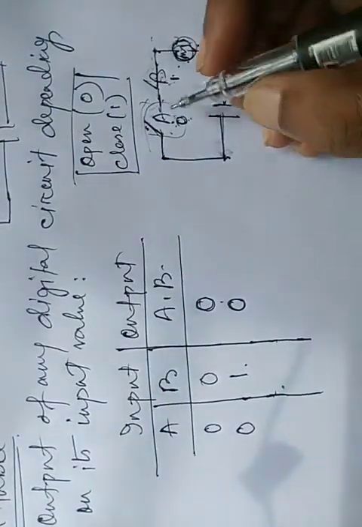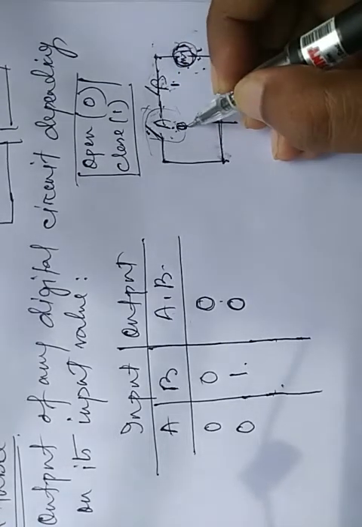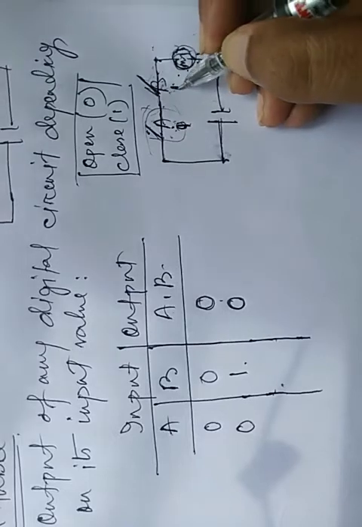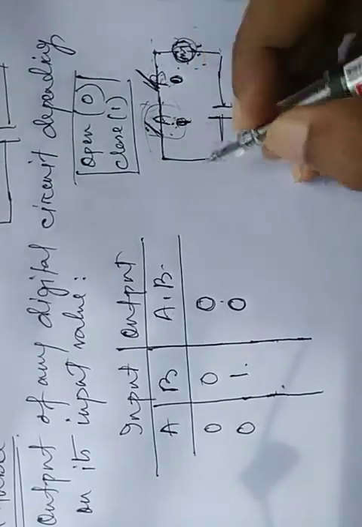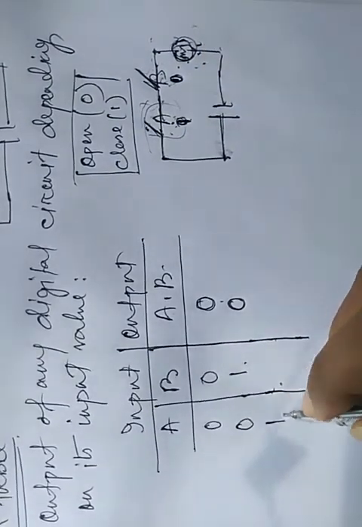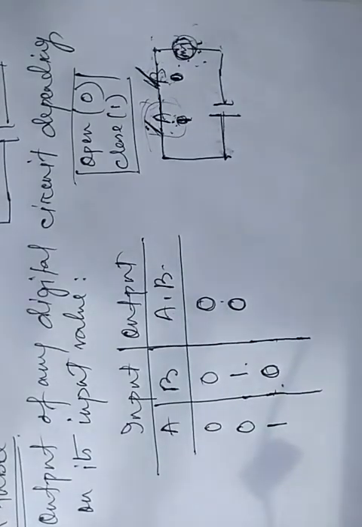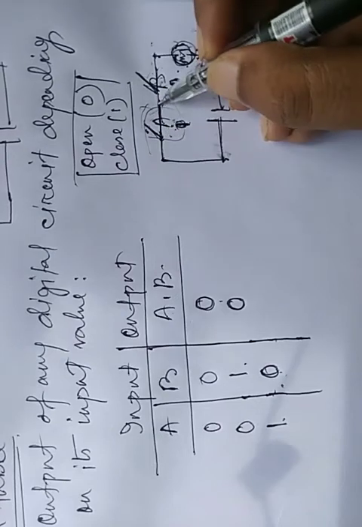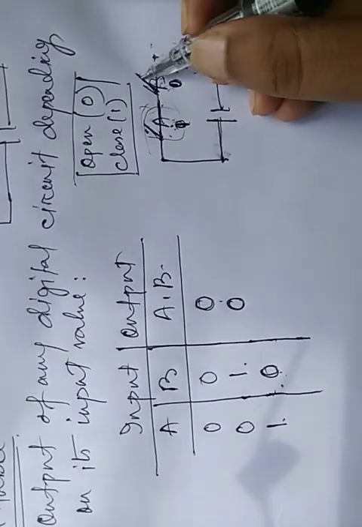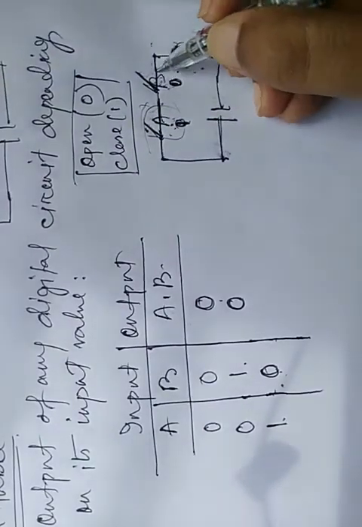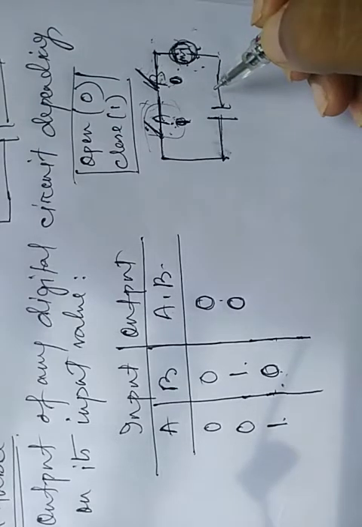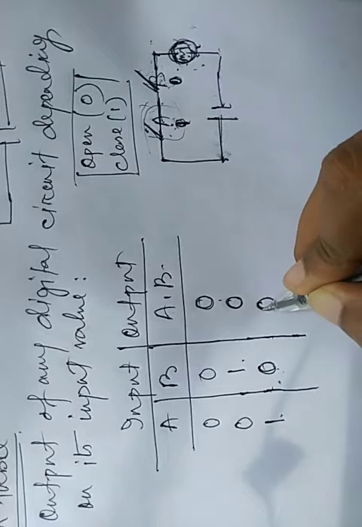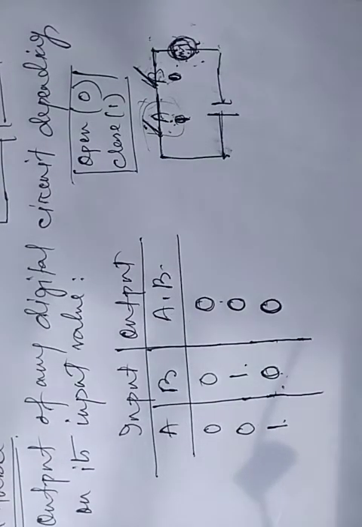Okay. In our next state, A is closed, that means A is connected and B is open. So A is 1, B is 0. Clear? Current can flow through switch A, but as B is open, current cannot reach the bulb. So obviously the bulb will not glow. So the output is 0. Clear?